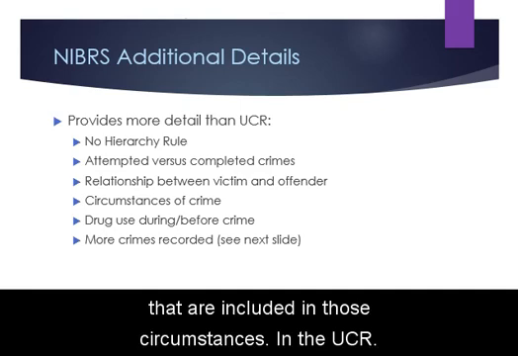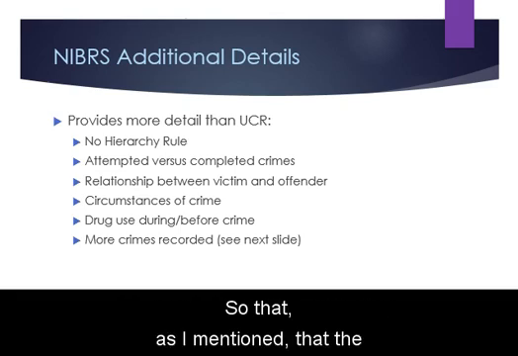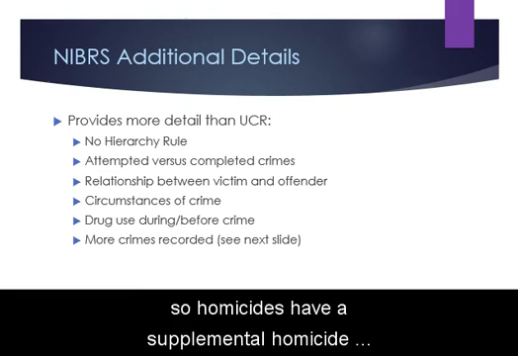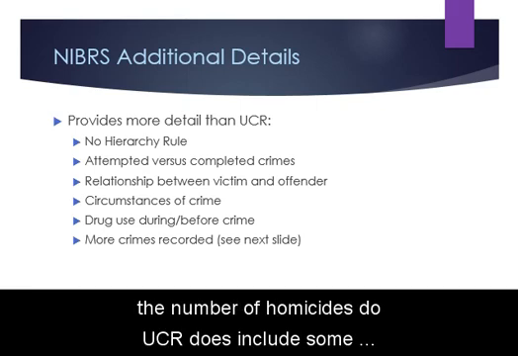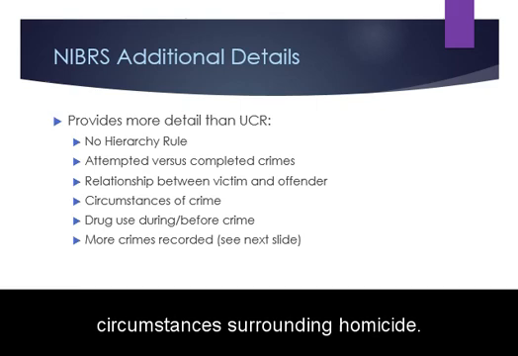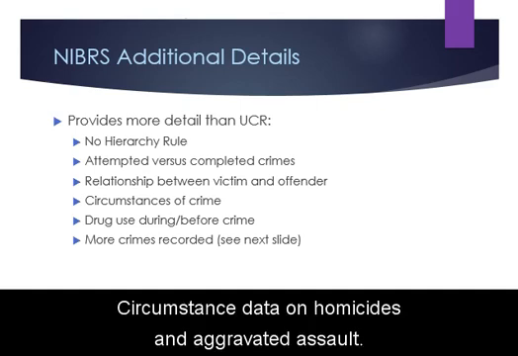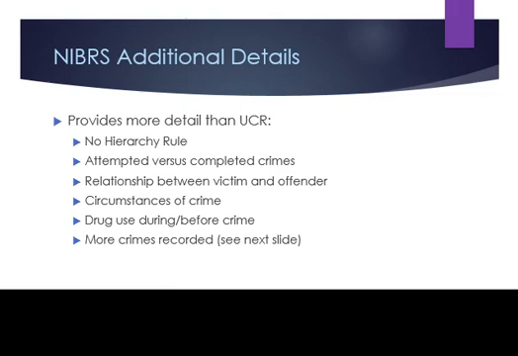In the UCR, they only include circumstance information for homicide. As I had mentioned, the UCR has some more detailed information for some crimes. So homicides have a supplemental homicide report. Instead of just reporting the number of homicides, the UCR does include some circumstances surrounding homicides. However, the NIBRS data set includes circumstance data on homicides and on aggravated assault. Those are just some things that NIBRS contains more information on.